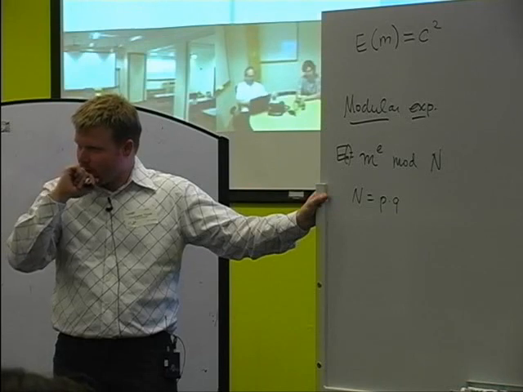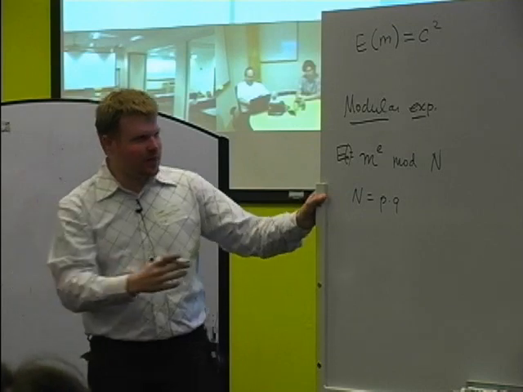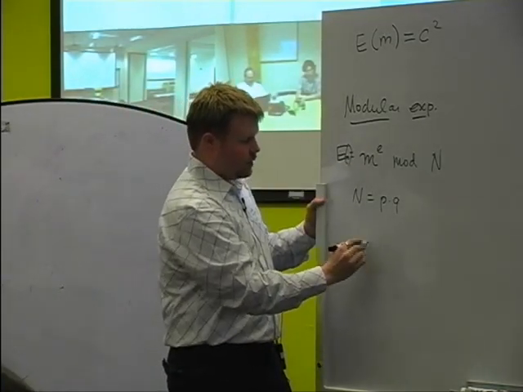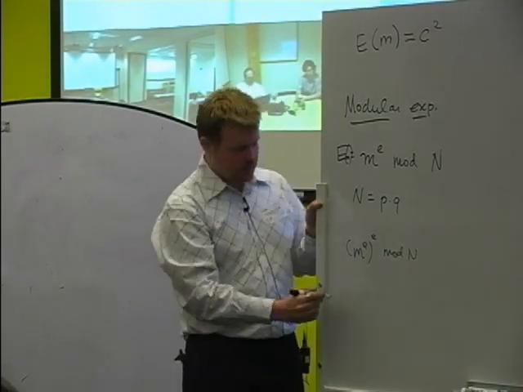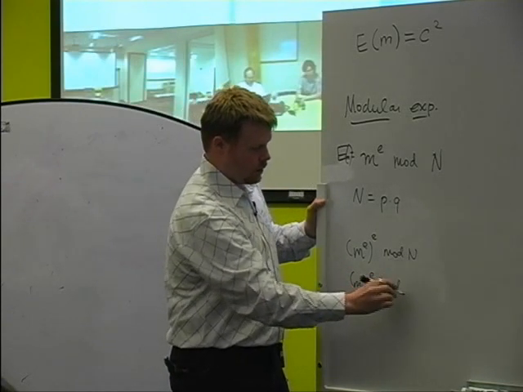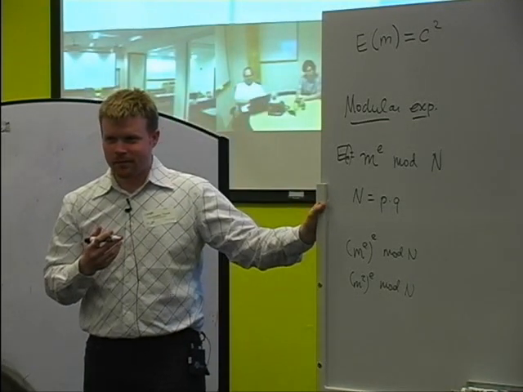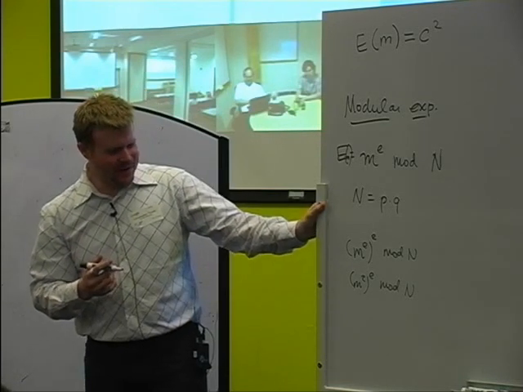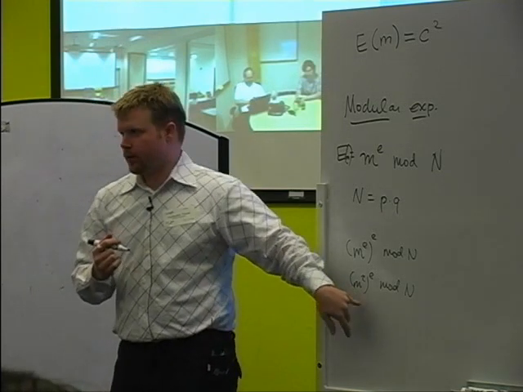What do I end up with? So if my message is m to the e mod n, and now I have m to the e squared mod n, this is m squared to the e mod n, right? My exponentiation is commutative. I know you're a mathematician, right? Is that right? So what I've ended up with is an encryption of the square of my message.